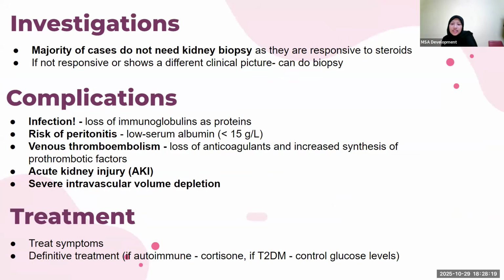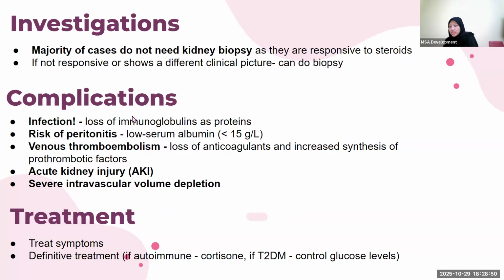For the investigations in general for nephrotic, you do not need to take a kidney biopsy because, like we mentioned, they are responsive to steroids. So if you see a nephrotic picture, immediately give steroids, you don't need to take the biopsy at all. Sometimes if it's not responsive to steroids for 4 weeks and it keeps happening again and again, let's say it's a different clinical picture, you can do a biopsy to make sure it's not due to underlying causes such as autoimmune, SLE, and things like that.